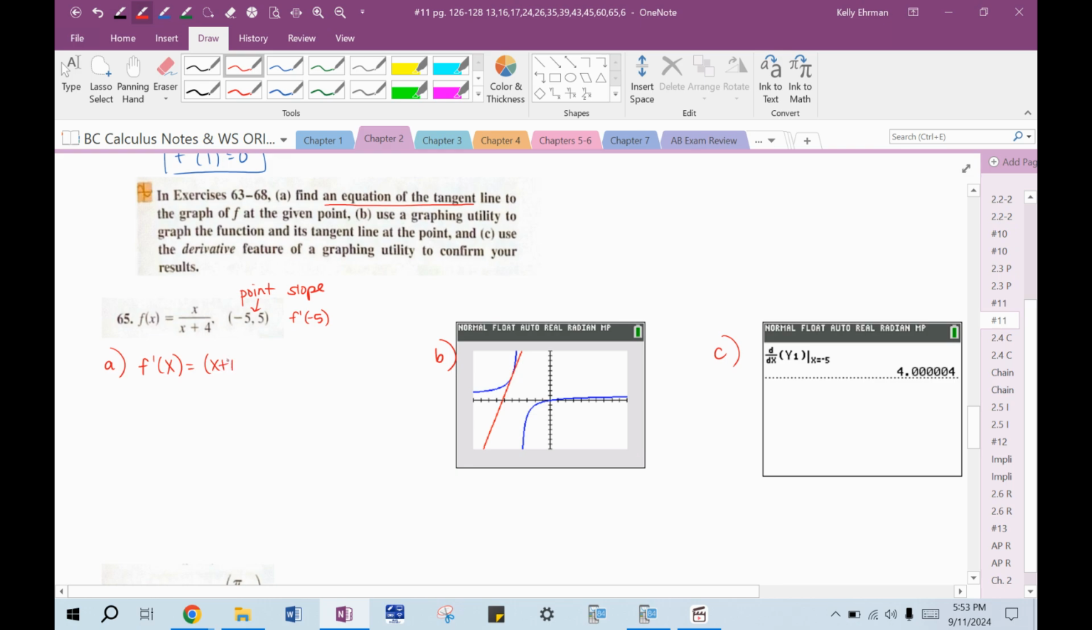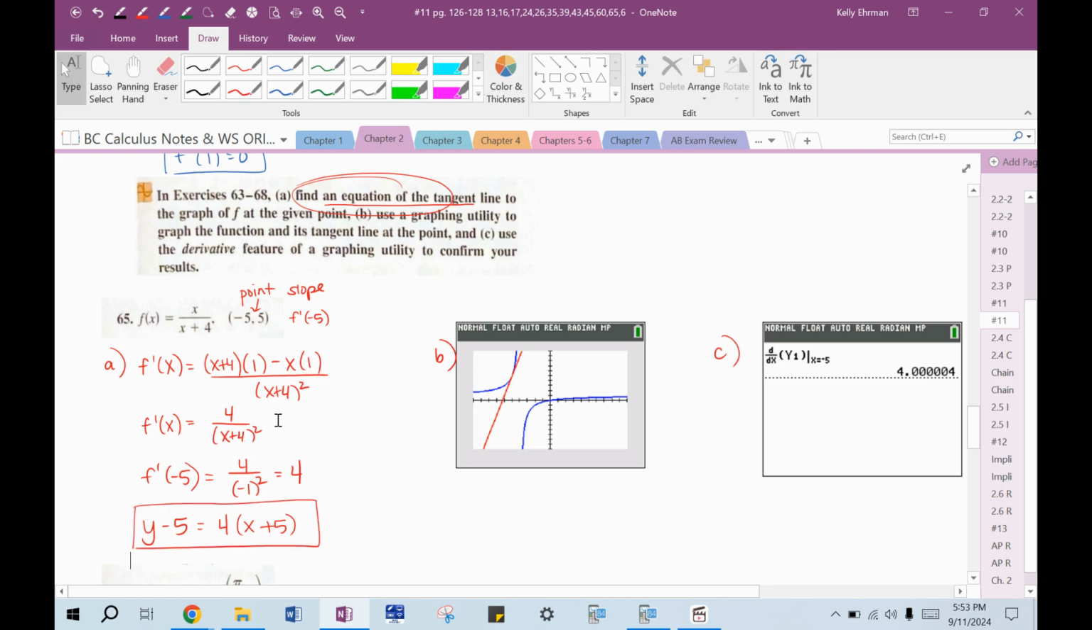So it's low d high minus high d low all over low low. Simplify that. x plus 4 minus x is just 4 over x plus 4 squared. And then we are supposed to evaluate the derivative at negative 5 because that's just going to find the slope for us. So when I plug in negative 5, I get 4 over 1, which is 4. And remember, find an equation. So write the equation. So y minus 5 equals slope 4 times x plus 5. That's my tangent line equation.